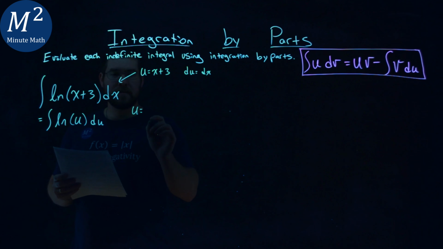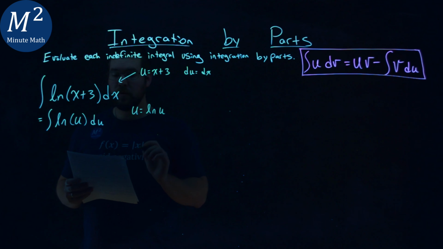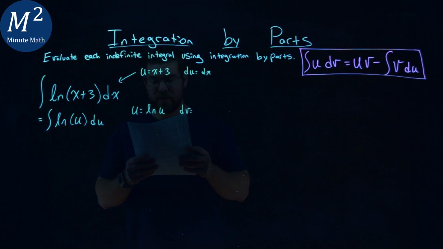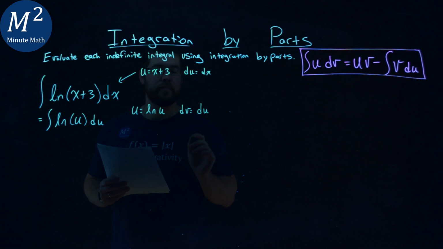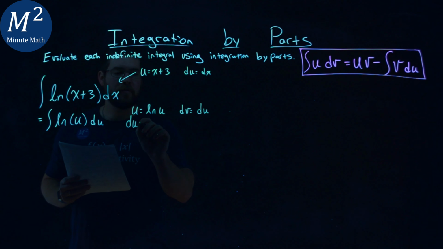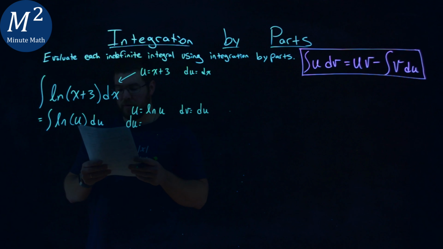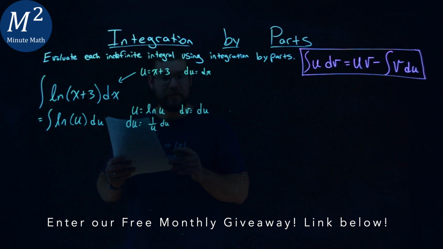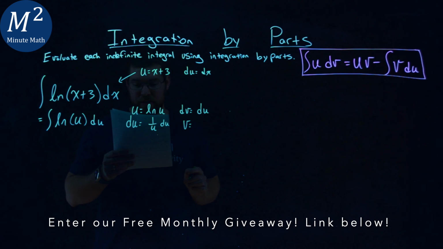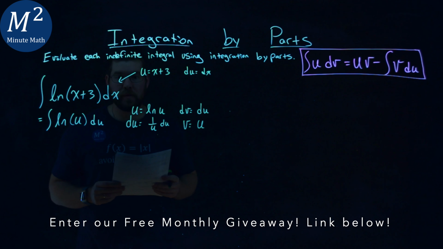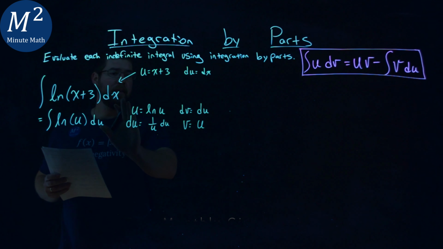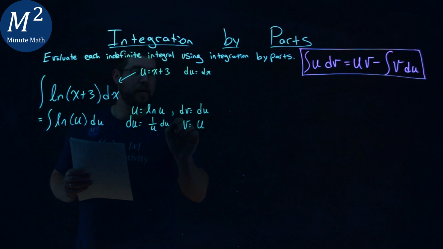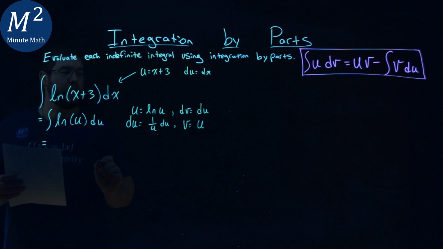So u here, let's set that equal to the natural log of u, and my dv is equal to just my du value, okay? That makes my du value here, the derivative of natural log of u, just 1 over u du. And my v value, the integral of du, is just u, okay? So again, apply the formula, and when you think of the letters of the formula, just think of the left-hand side of these equal signs, okay? So, take our time here.